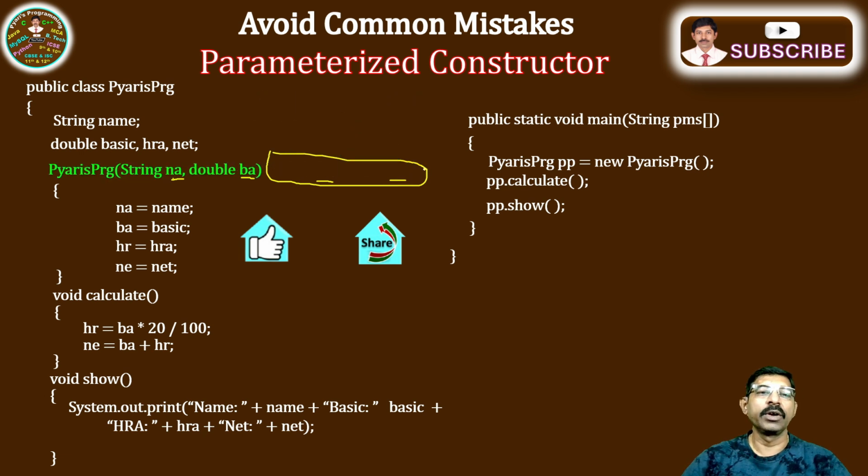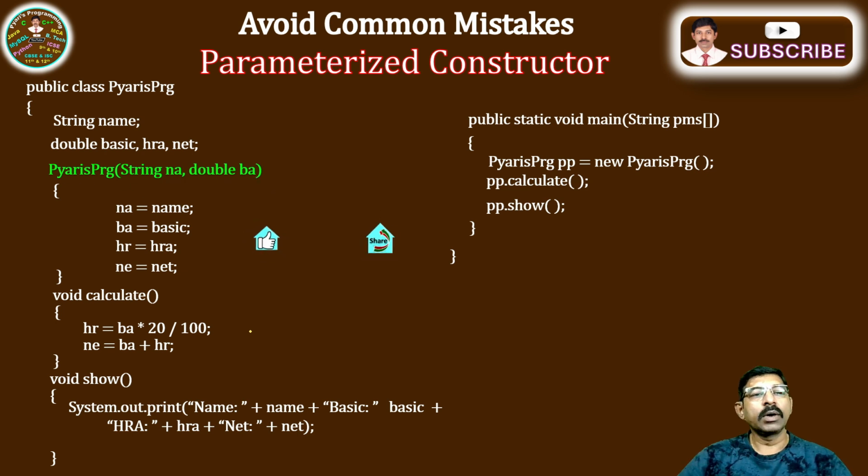That is the mistake we did. So what is the correct process? That is name and basic salary only. What is the next mistake? You can see that name is assigned to NA, where name is an instance variable.